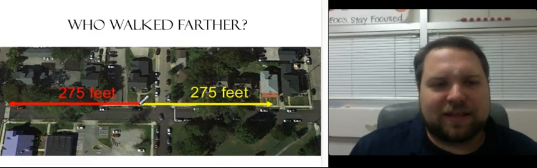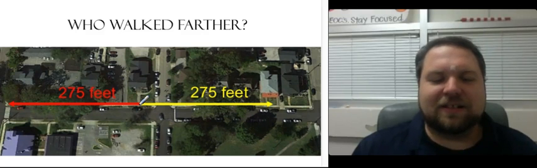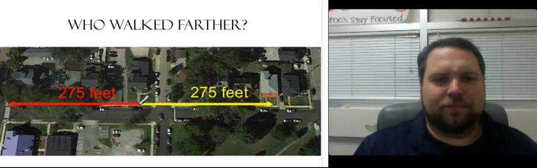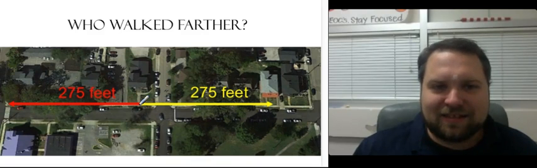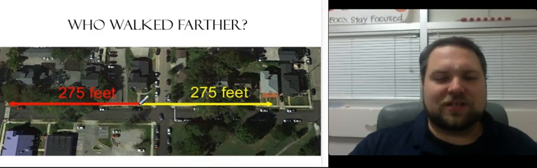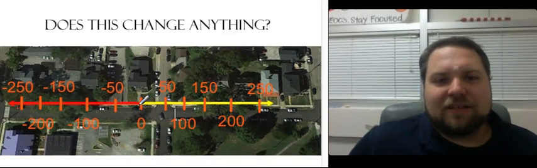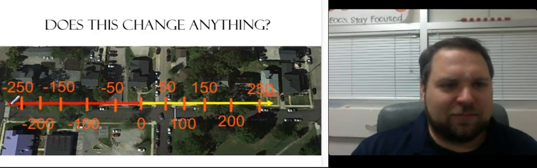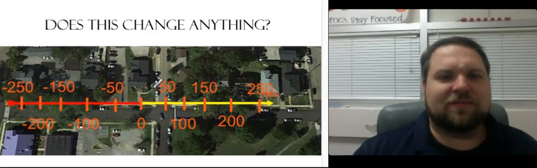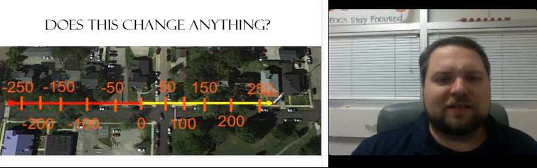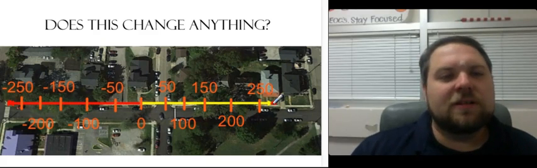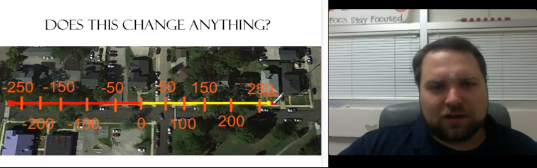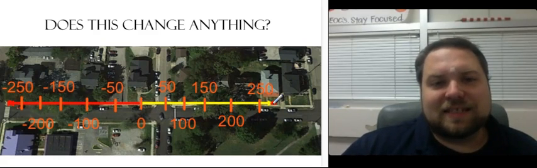Now, don't think too hard about this. Not a trick question, not anything else going on here. Who walked farther? Now that you've answered that, let's look at this and see if it changes your mind. Now all I've done is put a number line. And so what we can see is that I end up way down here at negative 275. You end up way over here at positive 275. But the question remains, who walked farther? I hope that you see that we still both walked the same distance, even though these numbers now seem different.